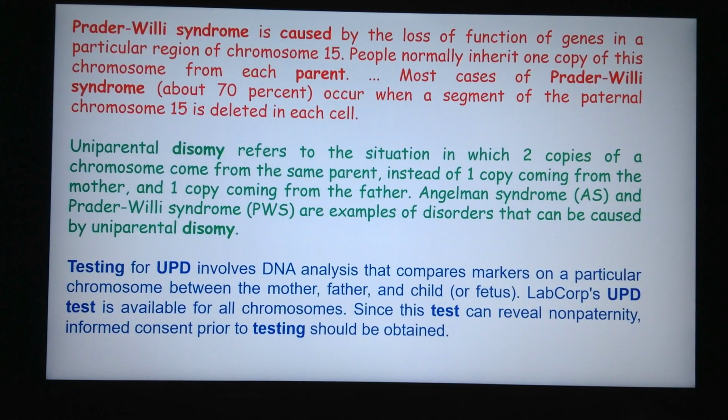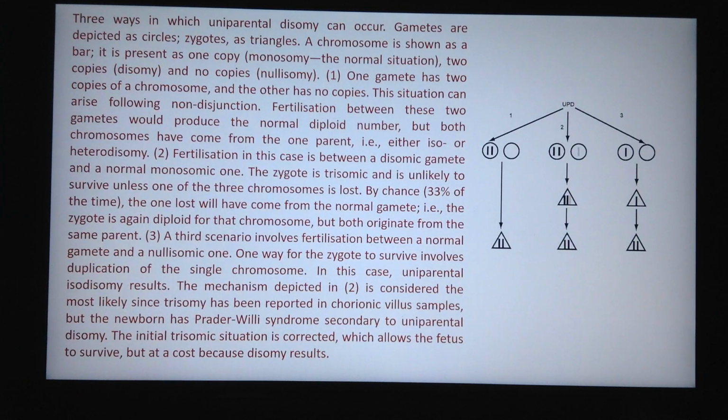Prader-Willi syndrome is also another typical condition, which is an example of genome imprinting as well as uniparental disomy. We shall see it. Let's discuss one diagram first. So there are three ways in which uniparental disomy can occur. We have discussed this. Gametes are depicted in circles, zygotes in triangles, and a chromosome is shown as a bar. It is present as one copy.